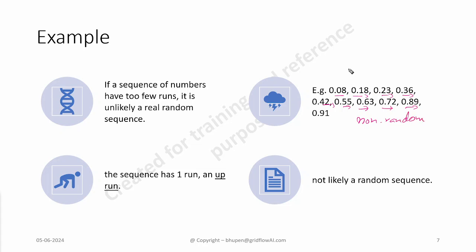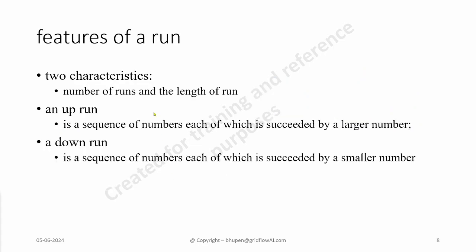So this is a run of one, in the increasing order, an up run. So this is not likely to be a random sequence. The features of a run are essentially characterized by two attributes: the number of runs and the length of runs. An up run is a sequence of numbers, each of which is succeeded by a larger number. A down run would be succeeded by a smaller number, for example. So two things: the number of runs and also the length of runs.